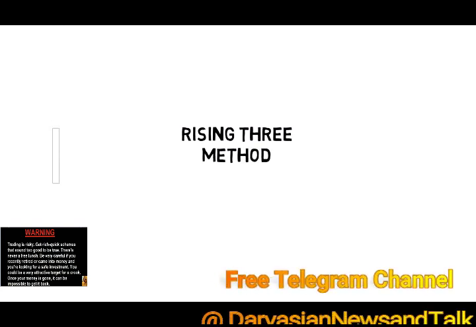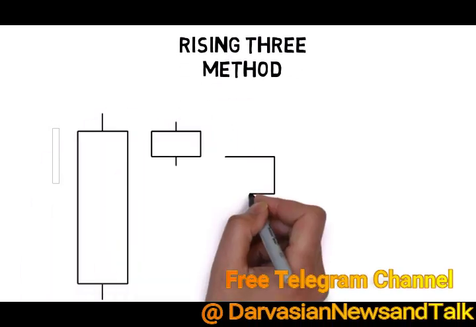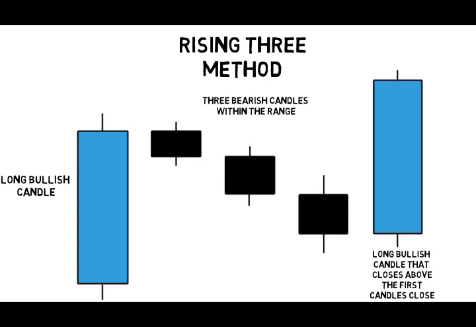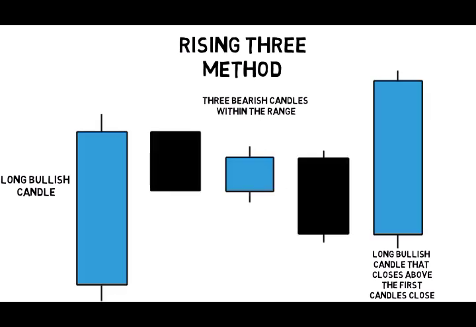Rising 3 method is a 5 candlestick bullish continuation pattern. The first candlestick is a long bullish candle. The next three are small bearish candles that fall within the range of the first candle. And the fifth candlestick is a long bullish candle again that closes above the first candlestick's closing price. Take note that the third candlestick can be bullish as well. The important thing is that it still trades within the range.